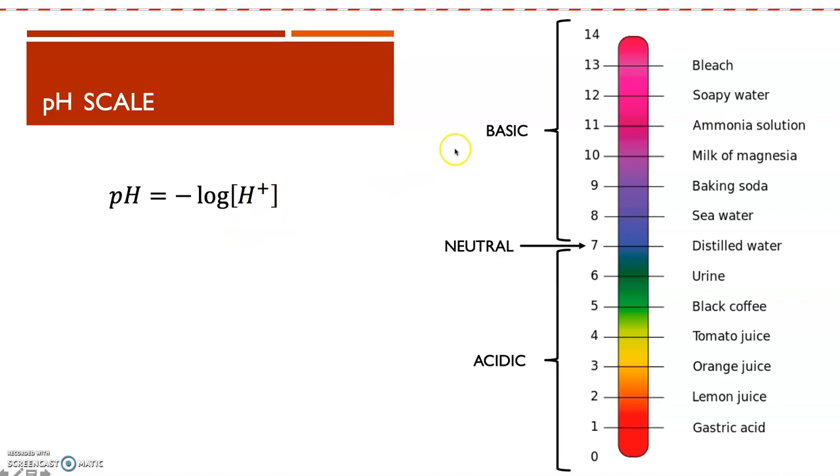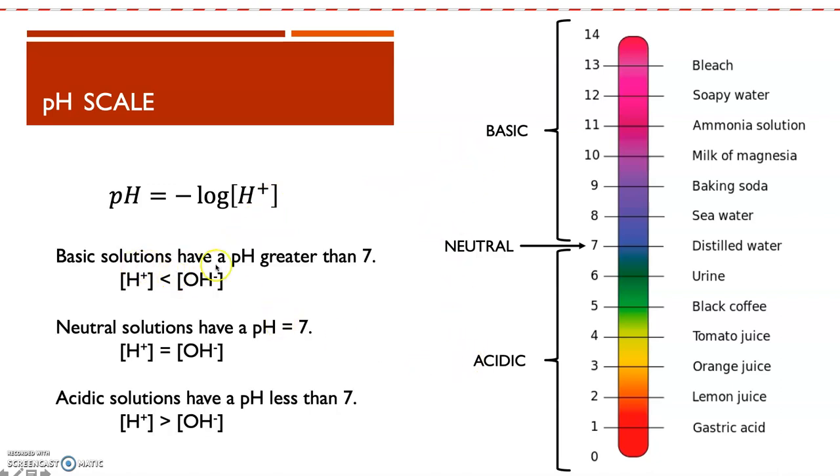If we're talking about basic, neutral, and acidic solutions on that pH scale, basic solutions have a pH greater than 7, but what that really means is that the hydrogen ion concentration is low. In fact, it's lower than the hydroxide ion concentration. So if this is a very small number and it's lower than hydroxide, then the minus the log is going to make it a large pH.